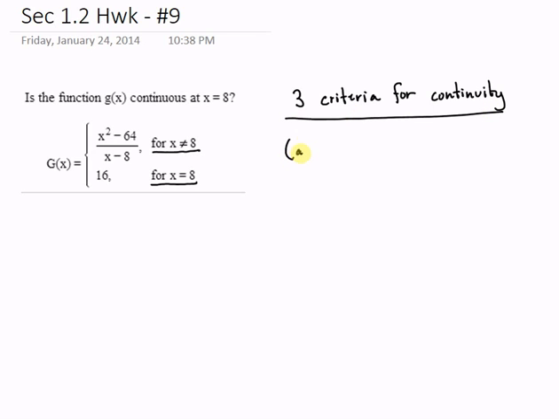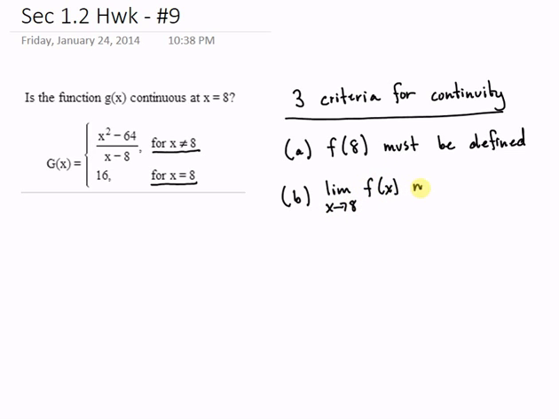The first one is f of 8, in this case, must be defined. The second one is that the limit as x approaches 8 of f of x must be defined. And the third one is they have to match. So let's take this one at a time.